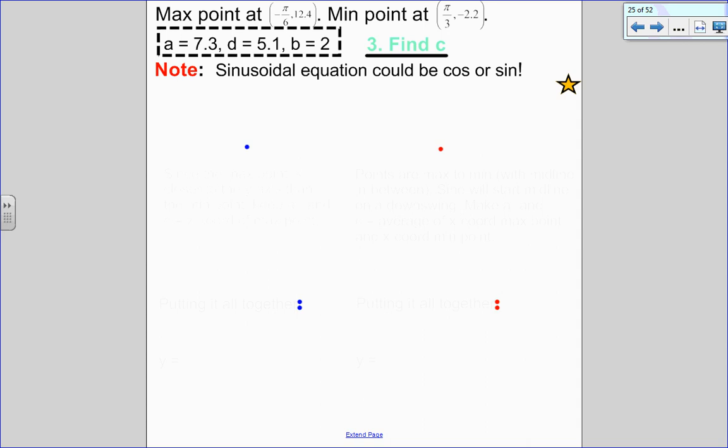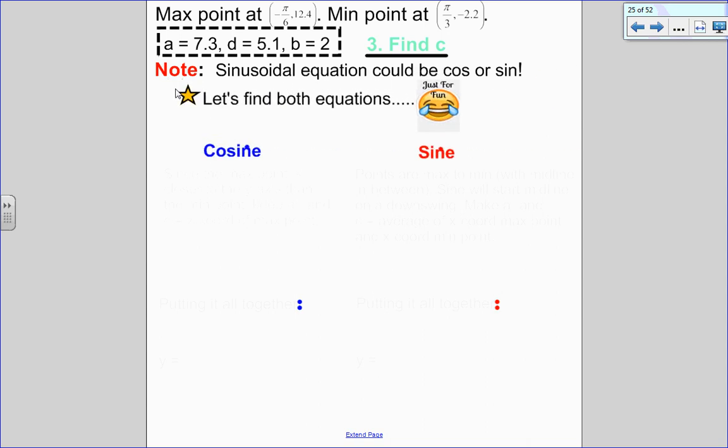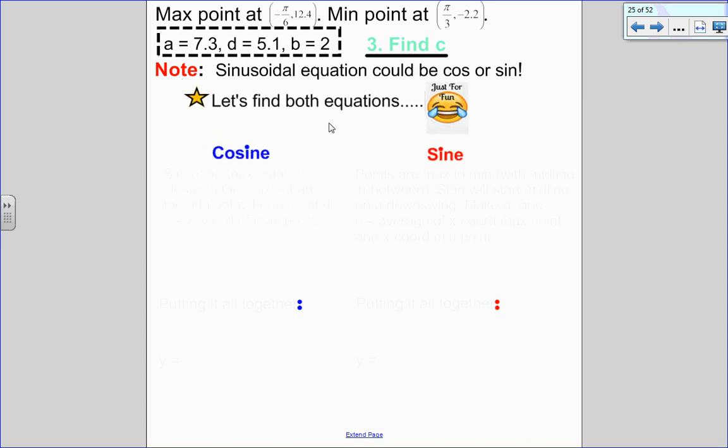Well, good way for you to figure it out. Or remember it. C is average. So now let's go back to our graph and figure out which way it is. Okay, what C value are we going to use? So when I ask you for a sinusoidal equation, that's not just a sine equation. That could be sine or cosine, because remember, the only difference between those is the starting point. So let's find both equations just for fun.